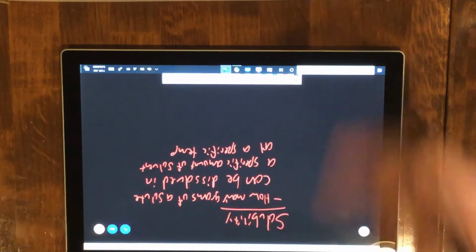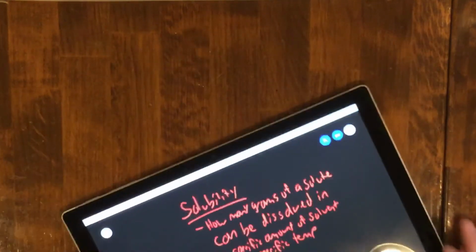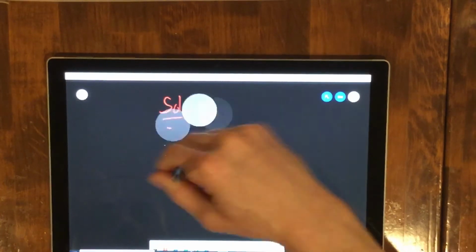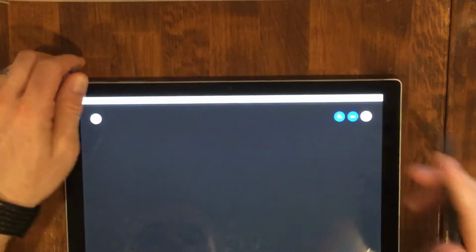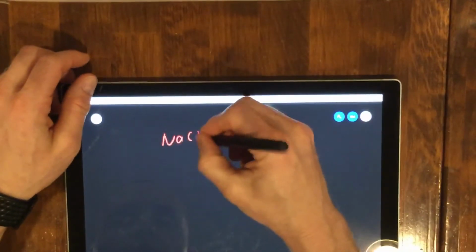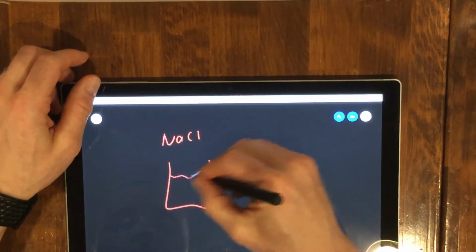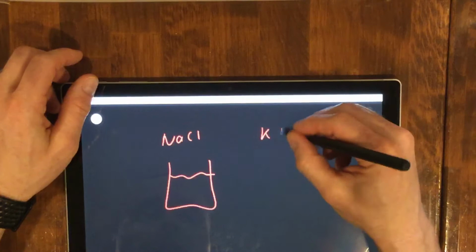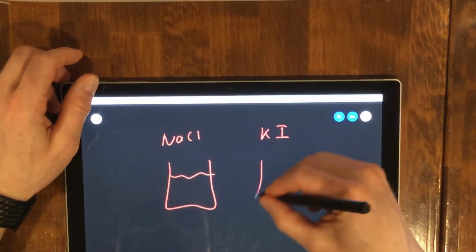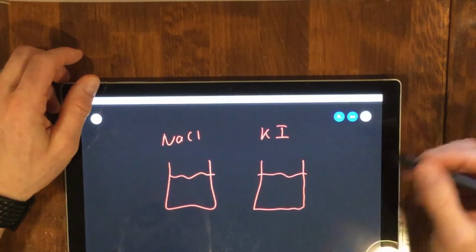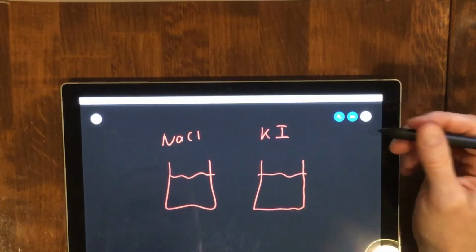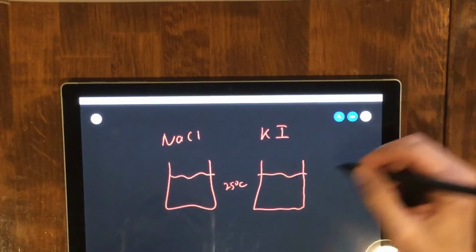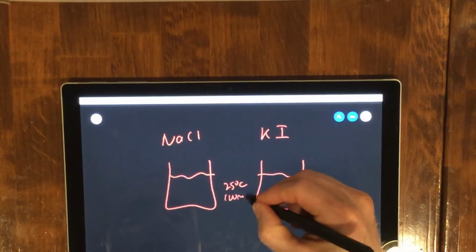So I'm going to move quick. You guys can always pause to rewrite something or look it up. But basically what that means is, let's say you take NaCl and you have a beaker with some water, and you take another solid like KI, and you have the exact same, imagine these beakers are the same size, same amount of water, same temperature, both at 25 degrees Celsius. So 25 degrees Celsius, you have 100 milliliters of water.